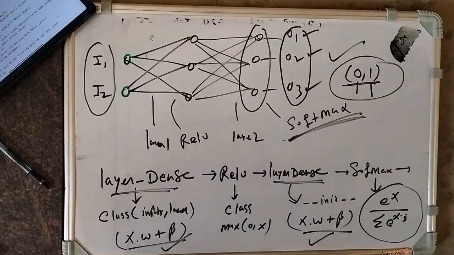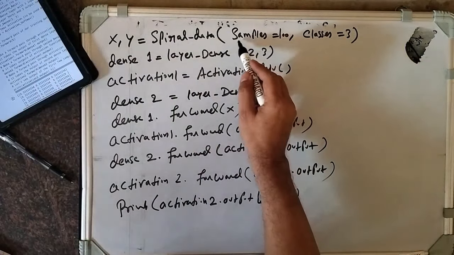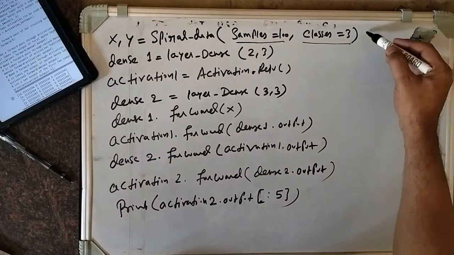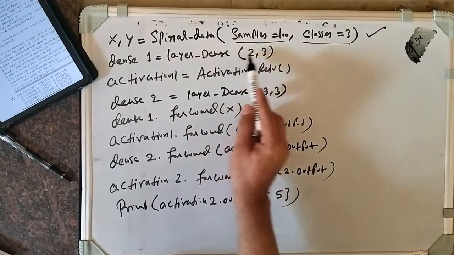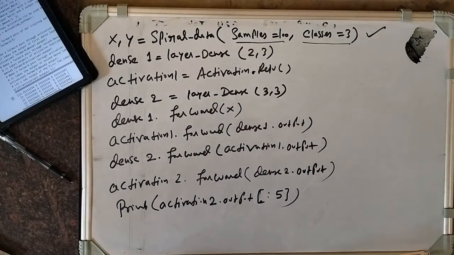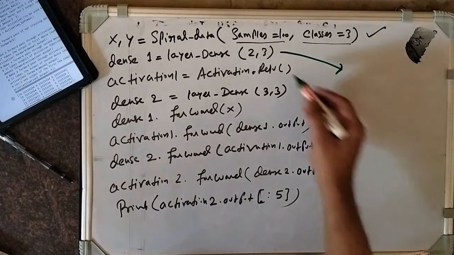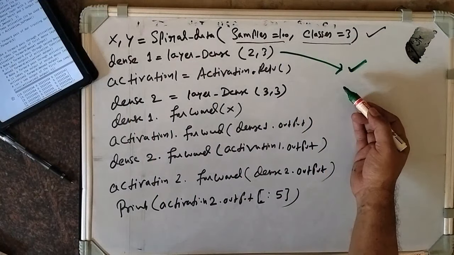Now I am writing one code and I will try to explain how the code is working. We already explained the spiral data. We are taking a total of 100 samples and 3 classes. This line we already explained. Now dense 1 is equal to layer dense 2 comma 3. What is the meaning of this? We are taking 2 inputs and 3 outputs.